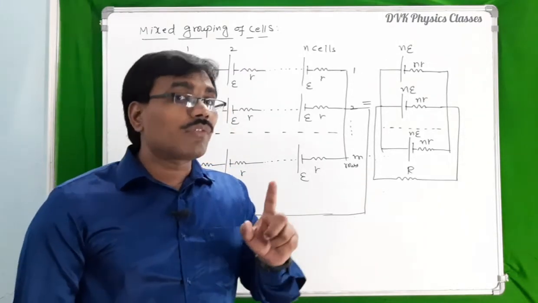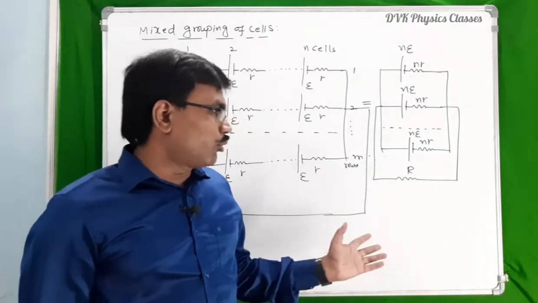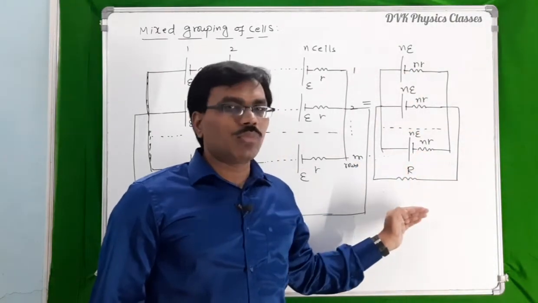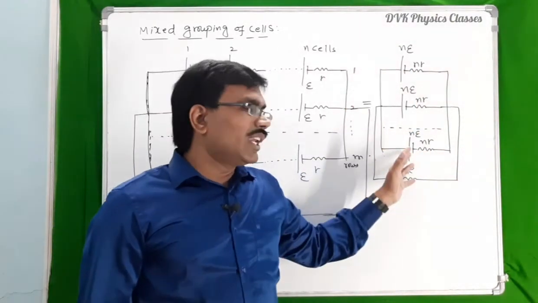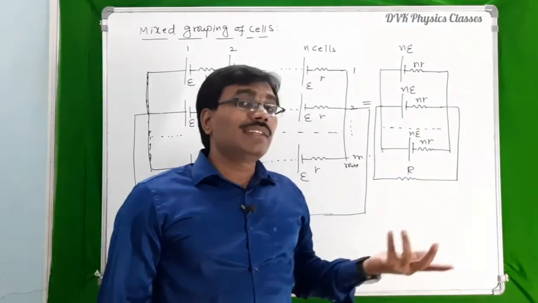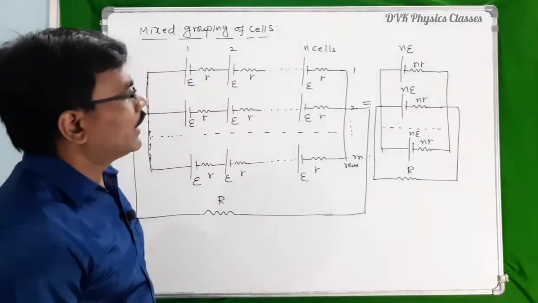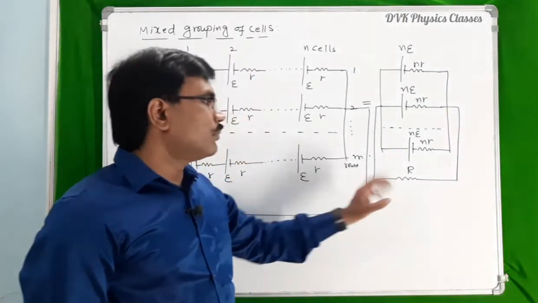From the previous video, when identical cells are in parallel combination, the effective EMF is equal to the EMF of a single cell, because we already proved in the last video that if m identical cells are in parallel combination, then the effective EMF is equal to the EMF of a single cell. But what is the internal resistance? That also we calculated in the last video. So the same procedure I am applying here.